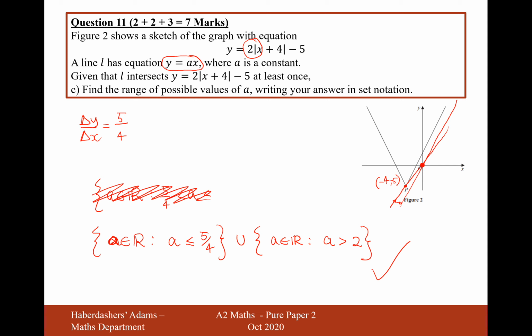So basically it's just not the graphs with gradient between 5/4 and 2, because then it would just miss this graph. But anytime it has a gradient greater than 2, it will intersect it at some point up here. And if it has a gradient less than 5/4, it will intersect it at some point down here. So there's not much working for that question. It's worth 3 marks. I've just thought about what the gradient is going to be. An important point to note here is that the graph will definitely go through 0, 0 because it's not got a plus c on the end of the equation of line L.